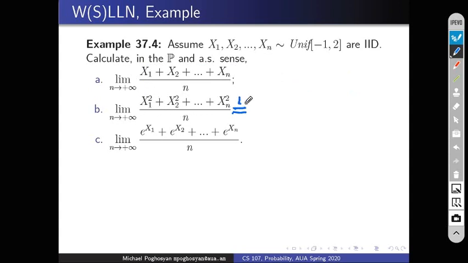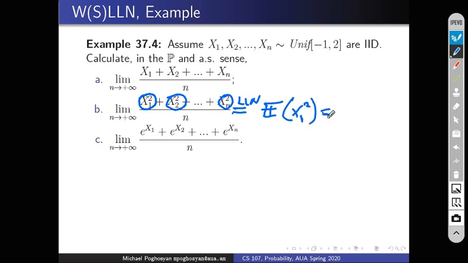Again, by the law of large numbers, this is equal to the expected value of just x1 squared. We have this as y1, y2, etc., yn over n. These y1, y2, yn are IID, independent. Then the law of large numbers says that this tends, in this sense or that sense, to the expected value of y1, that is, the expected value of x1 squared.